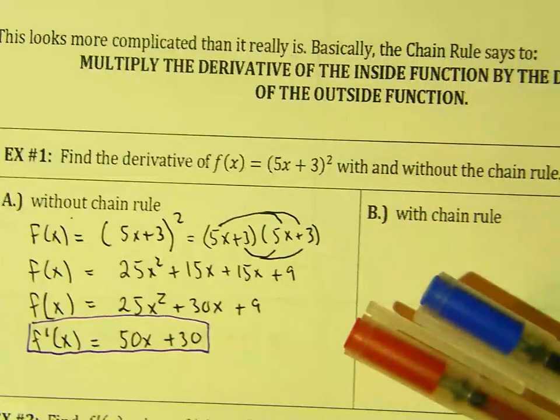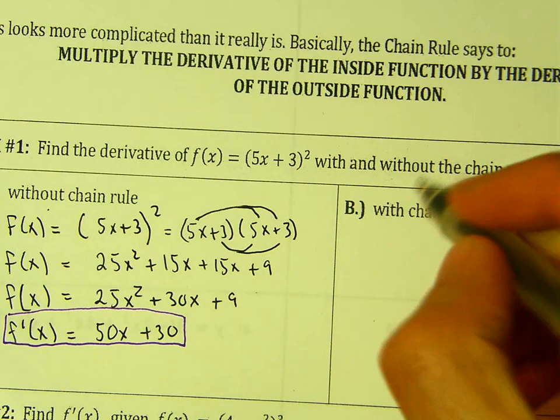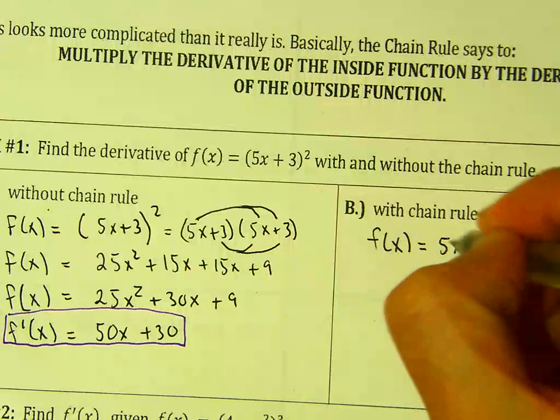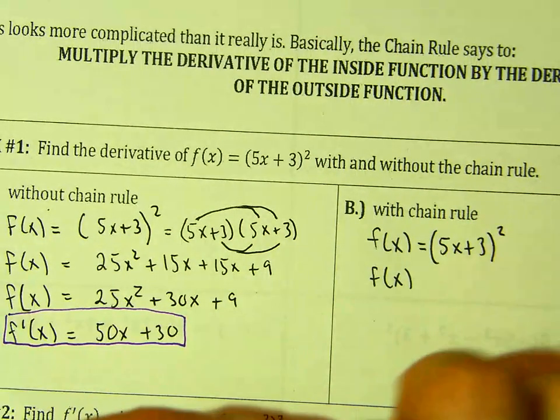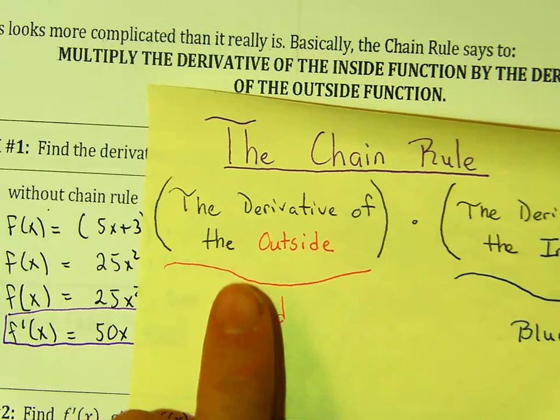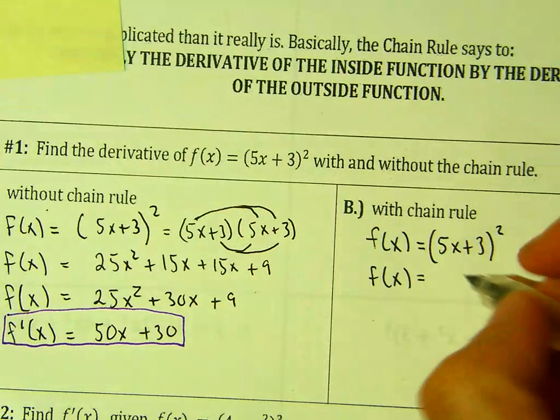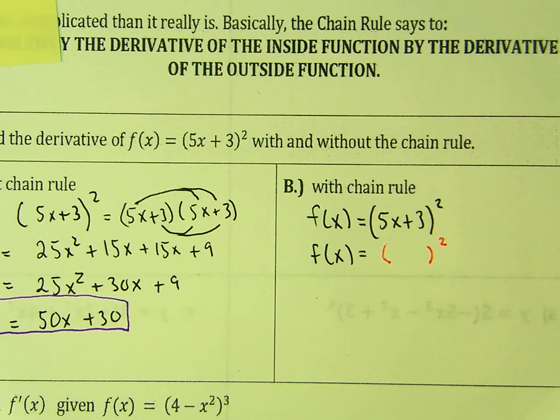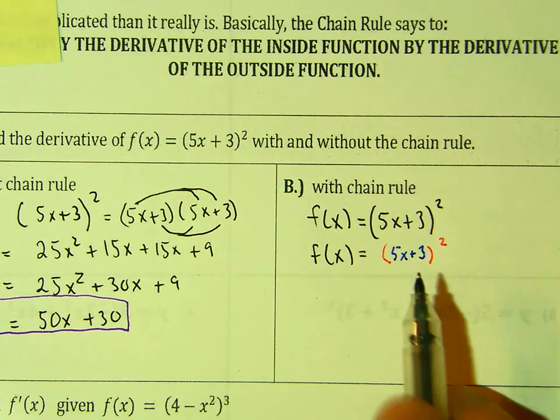So how can we find the derivative of this using the chain rule? Let's first start this off. First, let's just write it. f of x is equal to 5x plus 3, the whole thing squared. Using our red, we're going to take the derivative of the outside. So what is our outside over here? It'll be this parentheses squared. That's going to be our outside. And what's going to be our inside is this 5x plus 3, and notice that it's in blue.